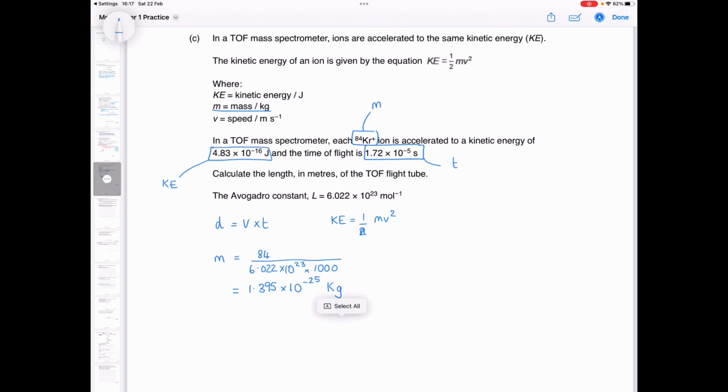So if we look at this equation for kinetic energy, we can rearrange that so we can say 2KE over m is equal to velocity squared. And so the square root of 2KE over m is equal to the velocity. So we can now put those values in. So the square root of 2 times 4.83 times 10 to the minus 16 divided by 1.395 times 10 to the minus 25.